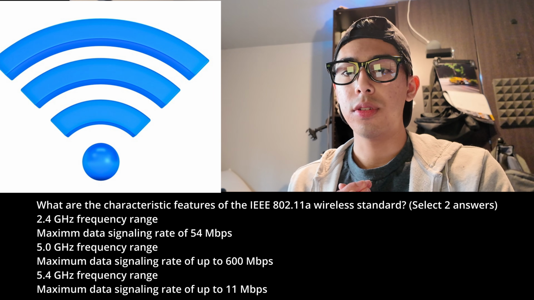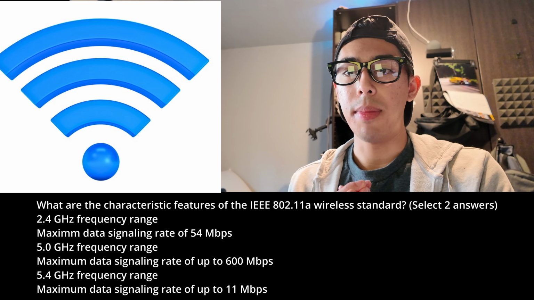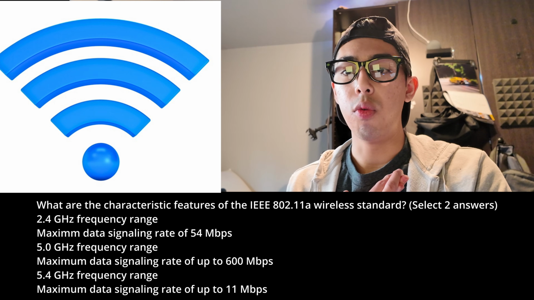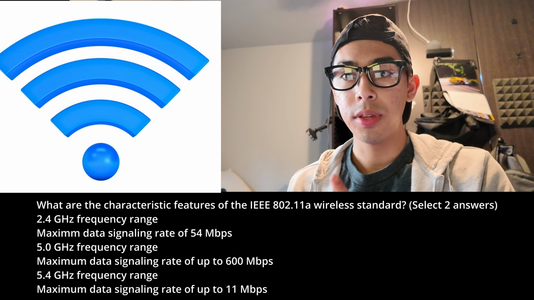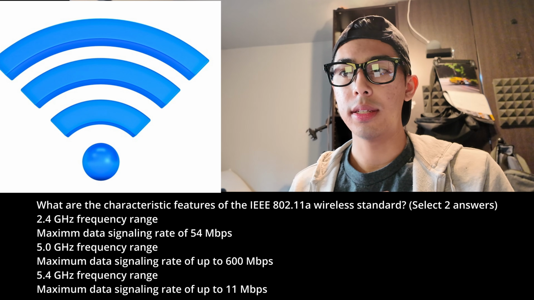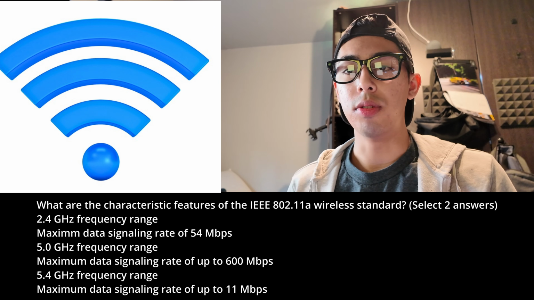And then we have to look at the maximum data signal rate, which is going to be our answer. It's going to be 54 megabits per second. That's the defining speed of 802.11a.